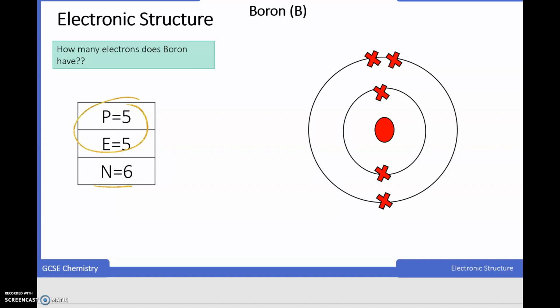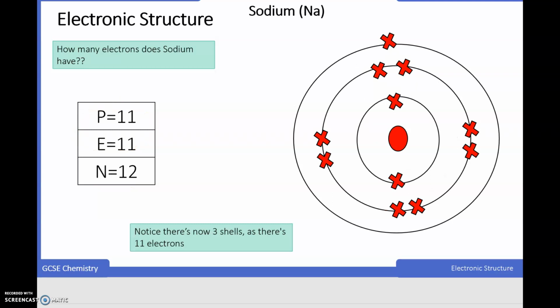Now let's look at a different example. This example is of sodium. You will notice this time I have got 3 shells, so 3, 2, 1, which means it's got 3 different energy levels. I have got 11 electrons, 11 protons and 12 neutrons. So as I said to you, the number of electrons and protons will be the same, and the number of neutrons is different.